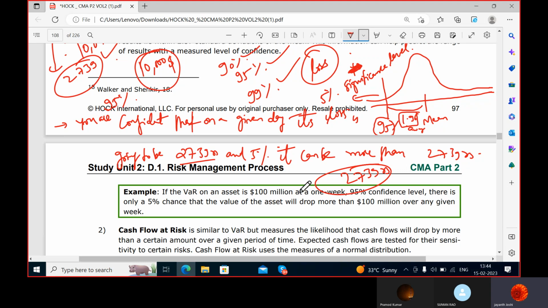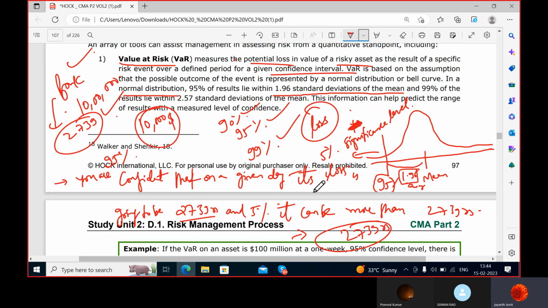Why? Because the bank is ready for this. Every business knows that some loss they are going to incur, and they are also well prepared and ready for that. But if the loss is going to be more than the estimated, then it is a problem for them. Correct? Right. So this is the way to quantify their losses or their risk, with the help of VAR.